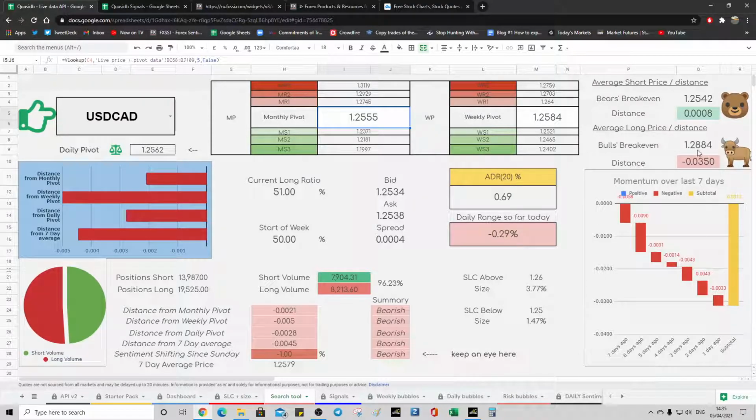The bulls are in awful, dreadful drawdown at a 350 pip loss on average, which is ludicrous. It's beyond my understanding how you could ever have such a wide stop, 350 pips, but this is the retail guys for you, and this is why we want to do the opposite. Their average break even is at 128.84. Look at where price is, 125.34. 350 pips away, and they're going to hold on in pain.